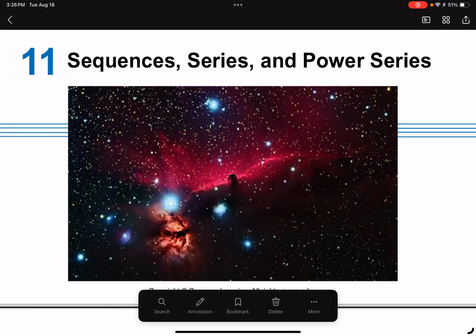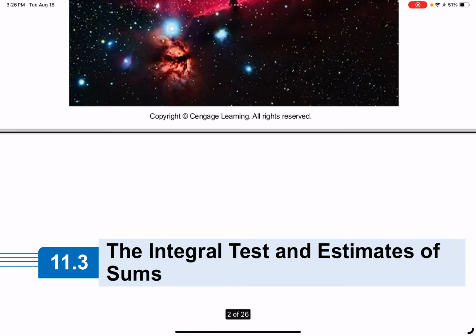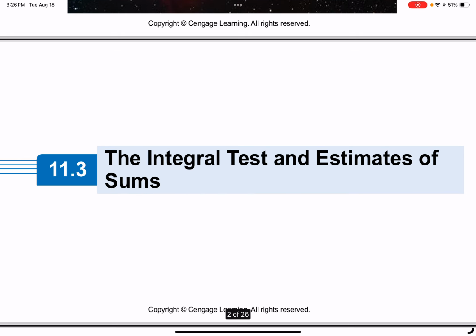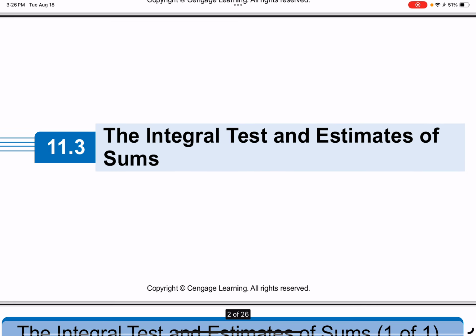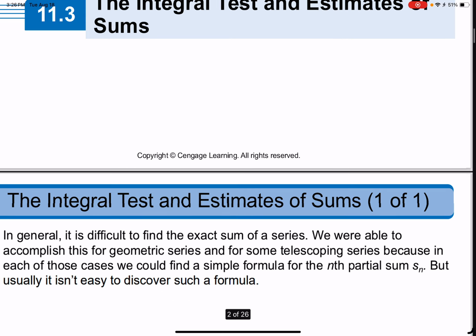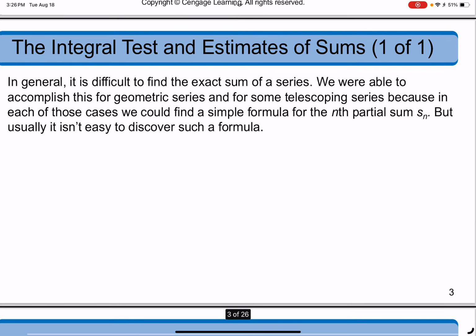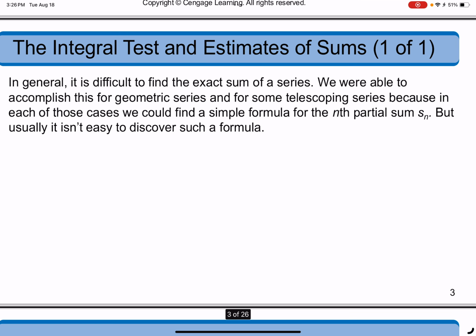Hello, good day. For today, we'll be continuing the discussion about series, and this time we're going to discuss integral tests and estimates of the sums. So let's have the integral test and estimate of the sums.